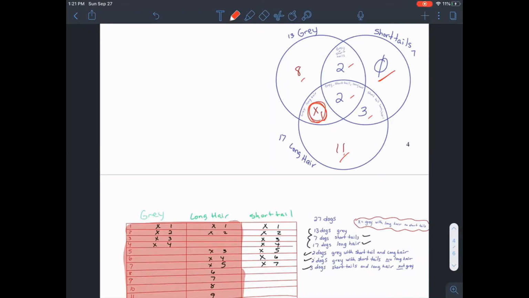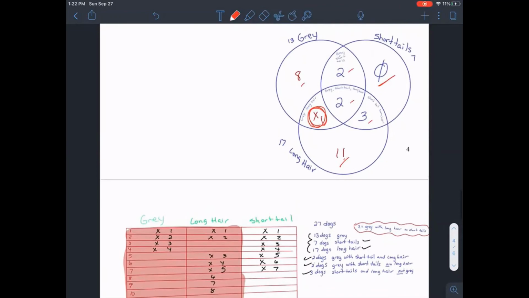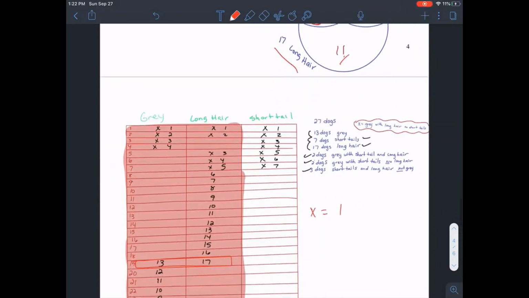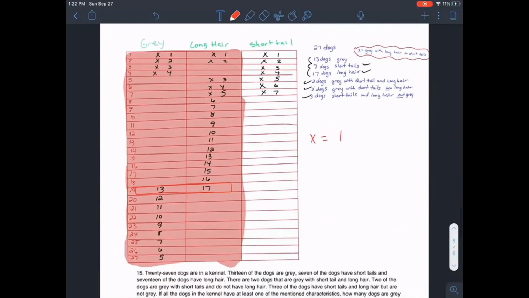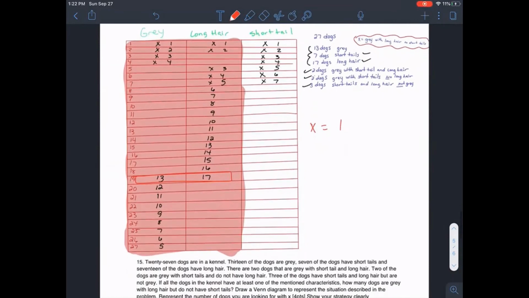So if you add it all up, the gray section needs at least 13. So we have 8 plus 2 is 10, plus 2 is 12, and then you have the 1 here, which is 13. For long hair, 17: you have 11 plus 3 is 14, 15, 16, 17, and the short tails, they have 7. That's kind of how I did 2 little methods to figure it out. Let me know if you have any other ideas or ways to do it.